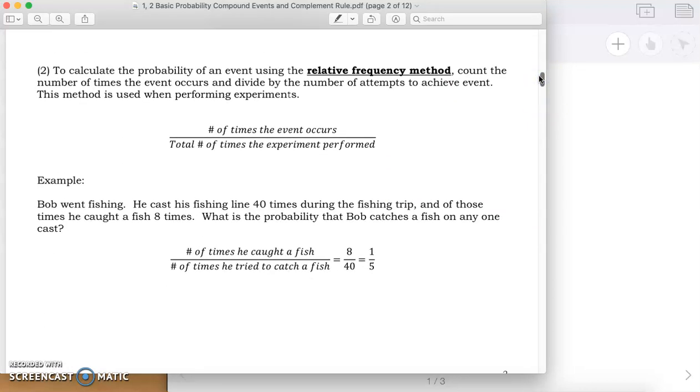Two, to calculate the probability of an event using the relative frequency method, count the number of times the event occurs and divide by the number of attempts to achieve the event.